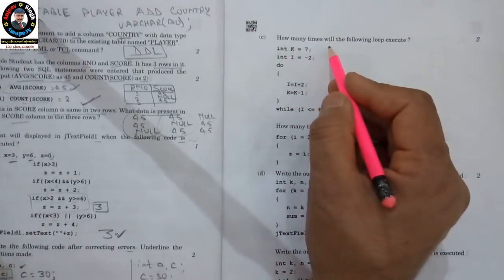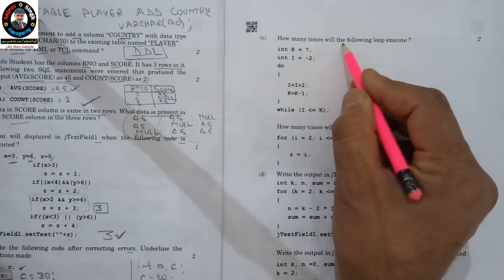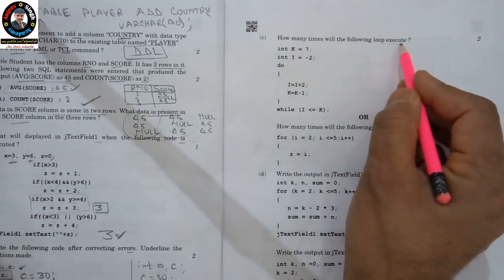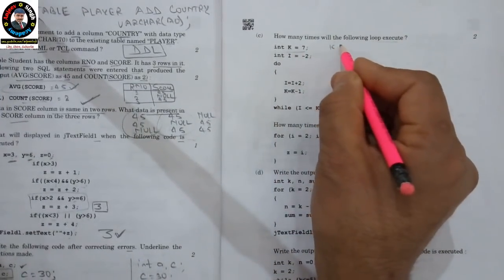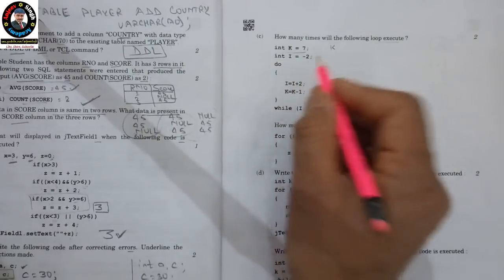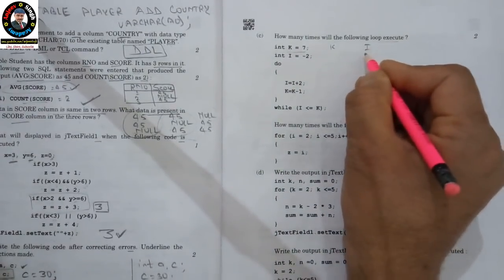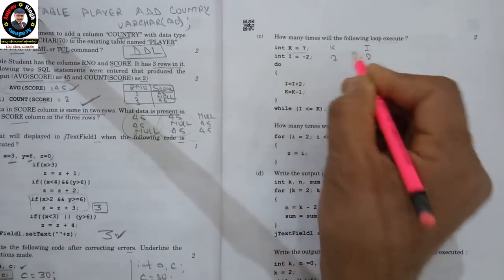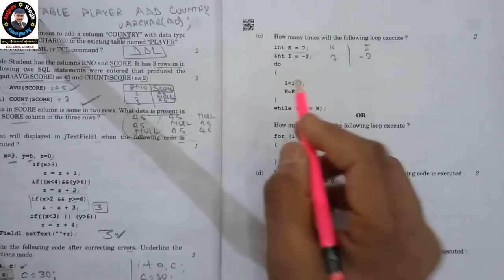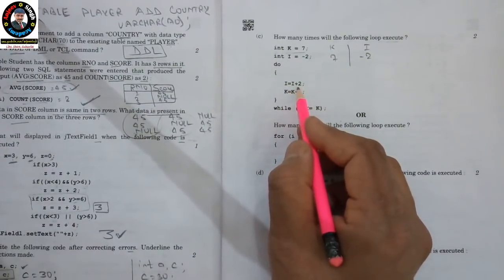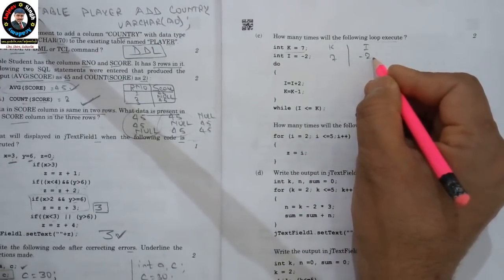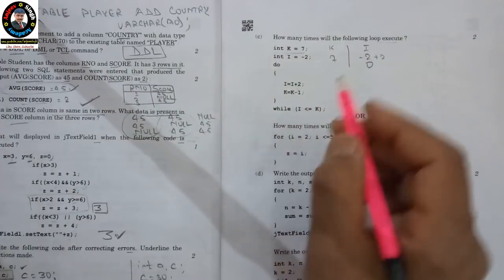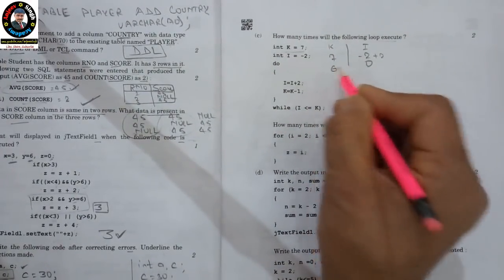Question number C: how many times will the following loop execute? It's asking for the number of times. So what is the value of k? Initially k is 7 here, and i is equal to minus 2. Just try to understand this. i equal to i plus 2, so minus 2 plus 2 becomes 0. k is equal to k minus 1, so 7 minus 1 becomes 6.